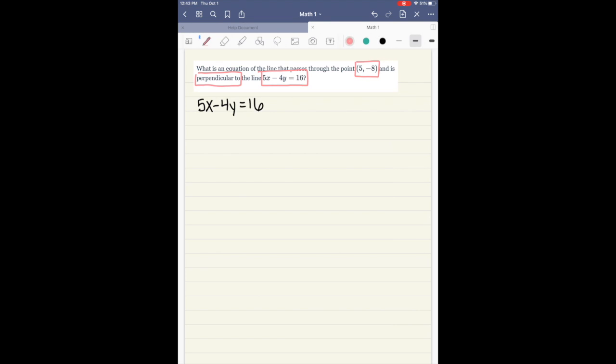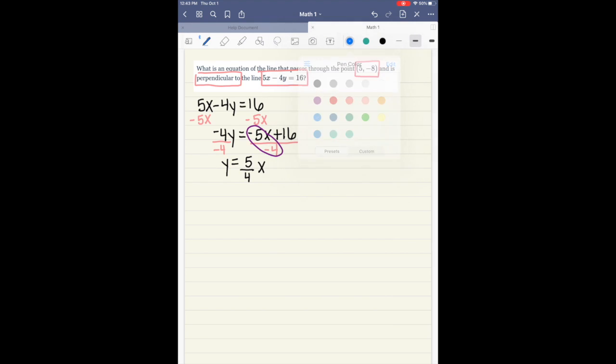All right, so to solve for y, I'm going to start by subtracting 5x. So negative 4y equals negative 5x plus 16. And then I'm going to divide by negative 4. All right, so y is going to equal, now let's make sure we simplify correctly. So I have negative 5 divided by negative 4 is going to turn into positive 5 over 4x. And then I have 16 divided by negative 4, and that's going to turn into negative 4.